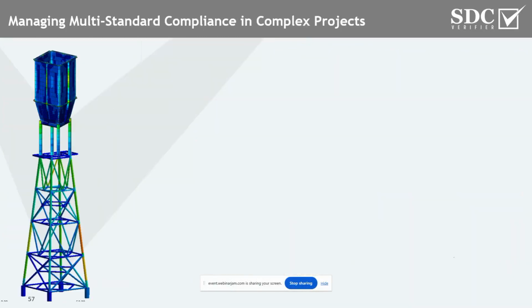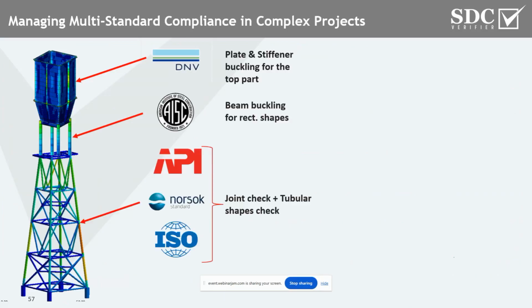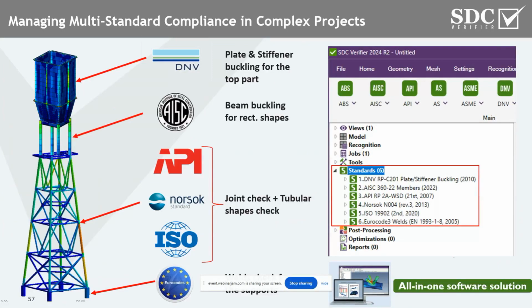It's even more tricky, like I mentioned before, because it can be that you have, for example, a structure like that, which you need to verify using different rules. For example, for the top part, you need to check plate buckling and stiffener buckling according to DNV. Those supports, AISC. Then you have some tubes and joints. You want to use API, NORSOK, and ISO standards to verify them, but those supports at the bottom, you want to check according to Eurocode. Huh? How tricky is that? But this is all manageable. That's just a matter of the number of standards you're going to create in the software.